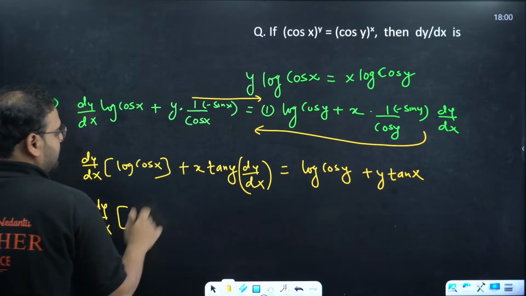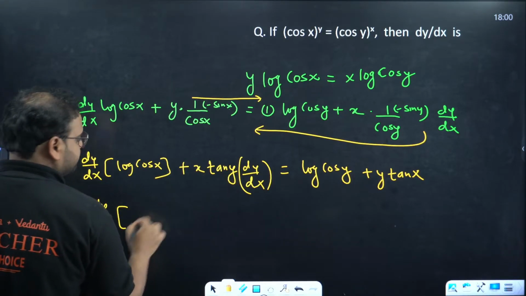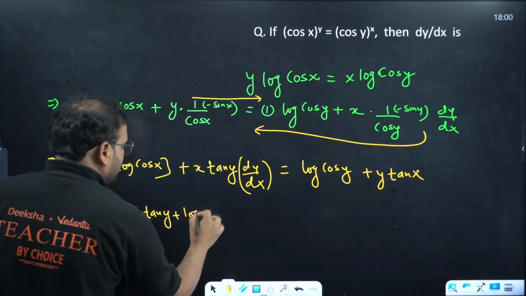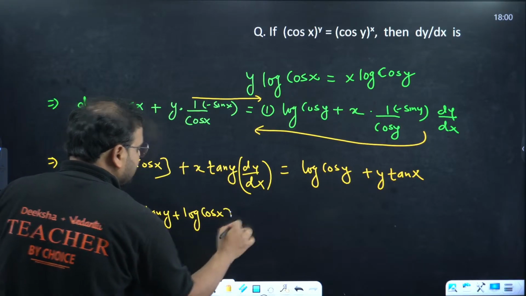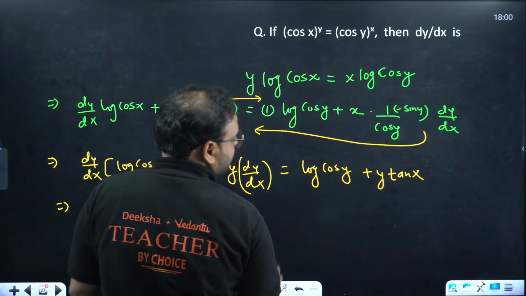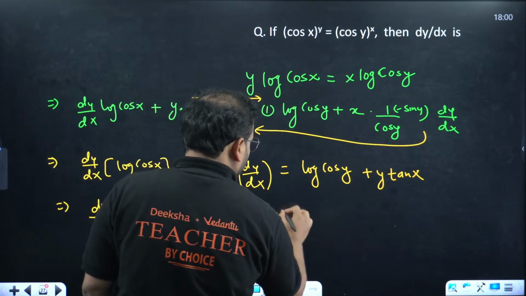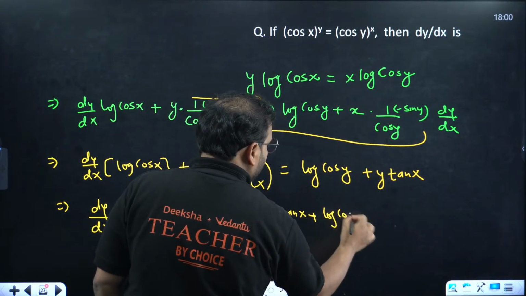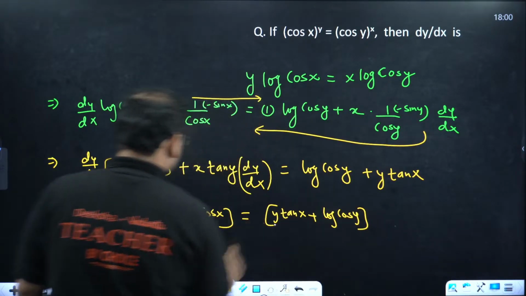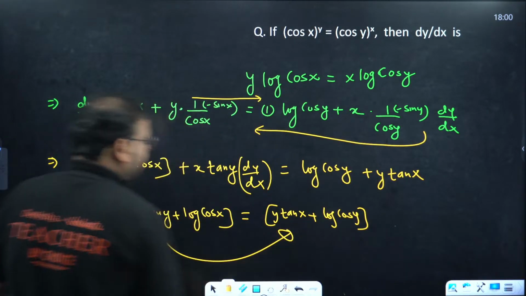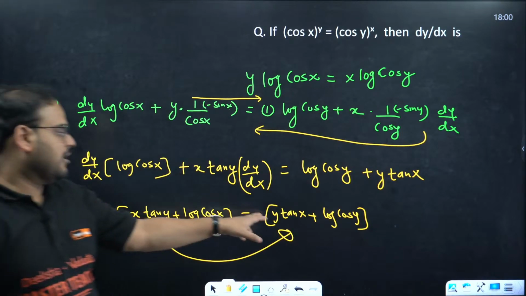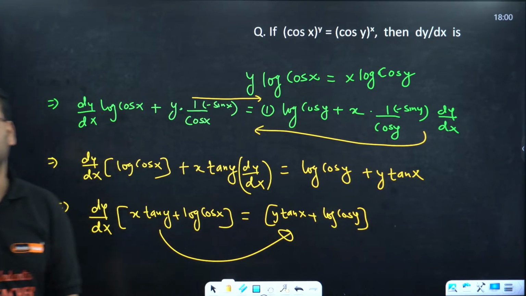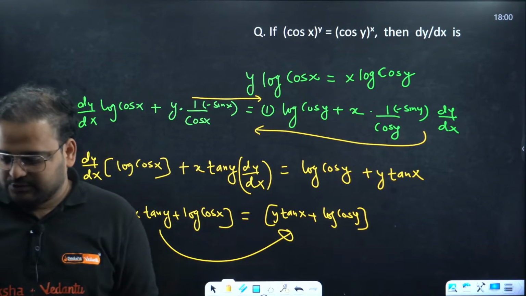Take it common, you're going to get x tan y plus log cos x. Over here you'll have the same thing, y tan x plus log cos y. Just simply put this in the fractional form, you get the answer dy by dx equals y tan x plus log cos y divided by x tan y plus log cos x. That's your answer.